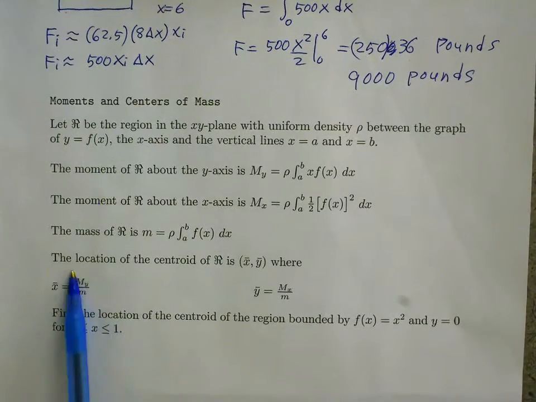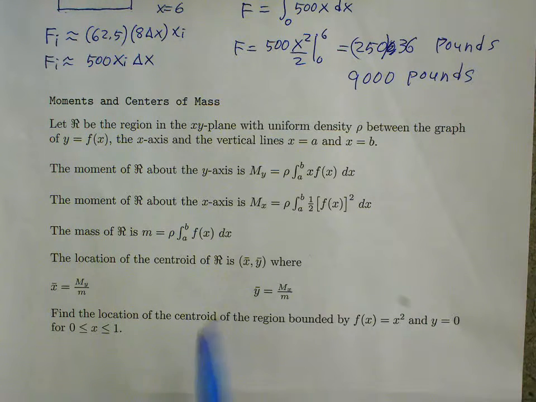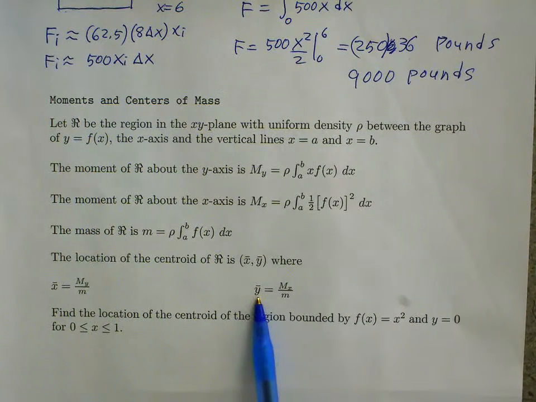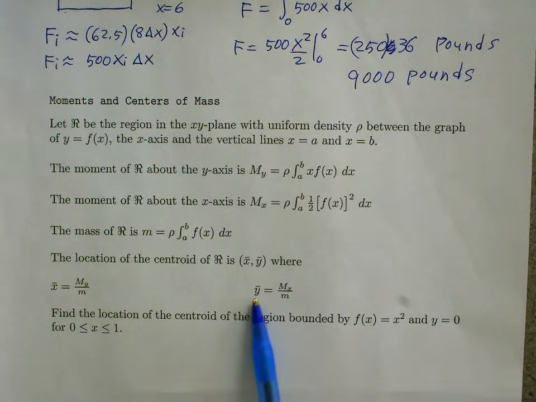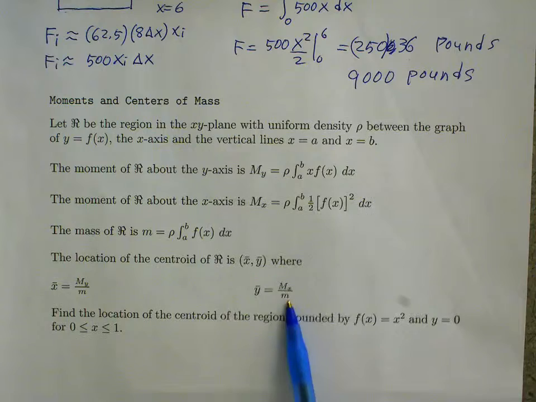Okay, and then the location of the centroid, or the center of gravity, or the center of mass, is the ordered pair x bar, y bar. X bar is the moment of the region about the y-axis, M sub y, divided by the mass M, and the y-coordinate of the centroid is the moment of the region R about the x-axis, divided by the mass.